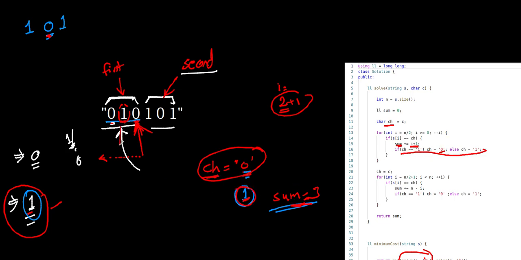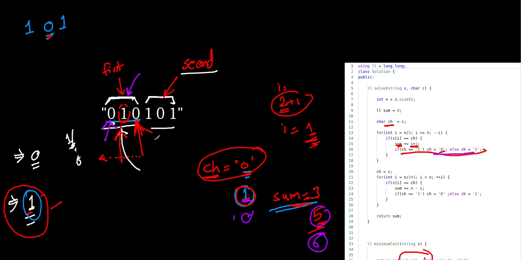So ch now is 1. Now we search for 1. 1 is here at index i equals 1. So we add 1 plus 1 equals 2 to the cost. So 3 plus 2 is 5, because we use the first operation. Now ch is 1, we flip it again, 1 becomes 0. We look for 0, this is 0, the cost for this is 1. So at the end, 5 plus 1 is 6. 6 operations are required to convert this half.